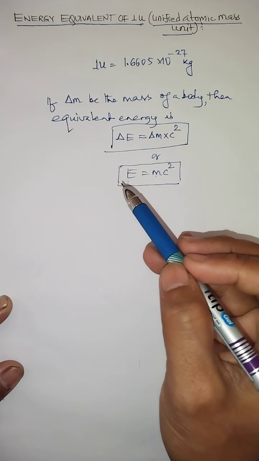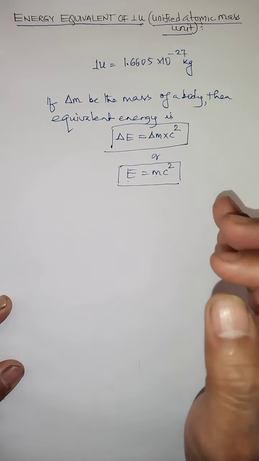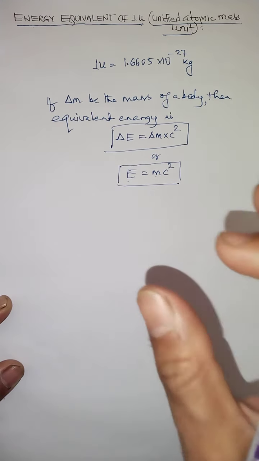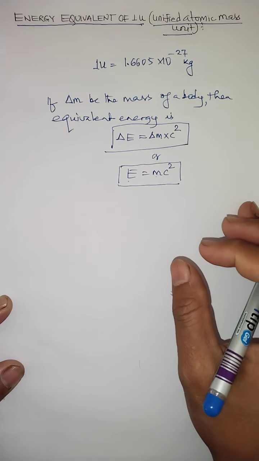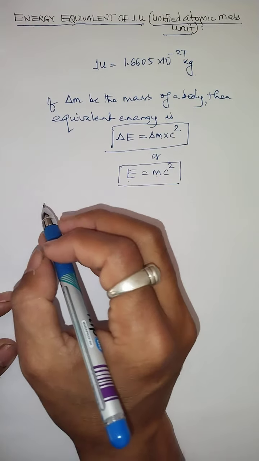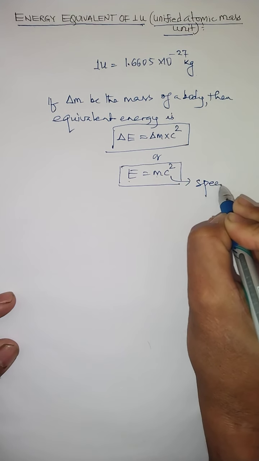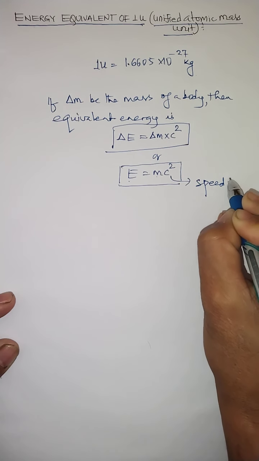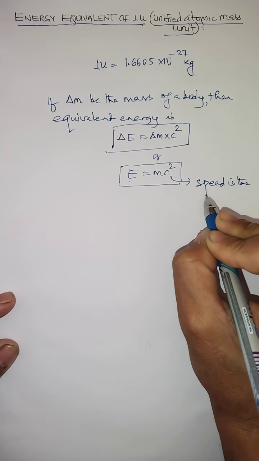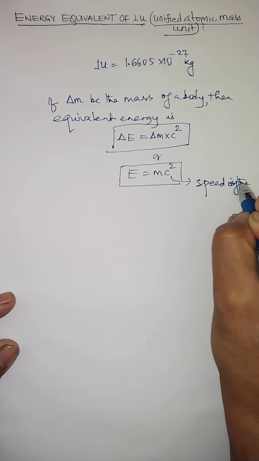This relation is very important when we come to calculations and numericals based on the energy to be calculated, and this energy which we will calculate now will be in mega electron volt. I'll tell you what a mega electron volt is. Now, in this relation, c is the speed of light. So children, c is the speed of what? Light.